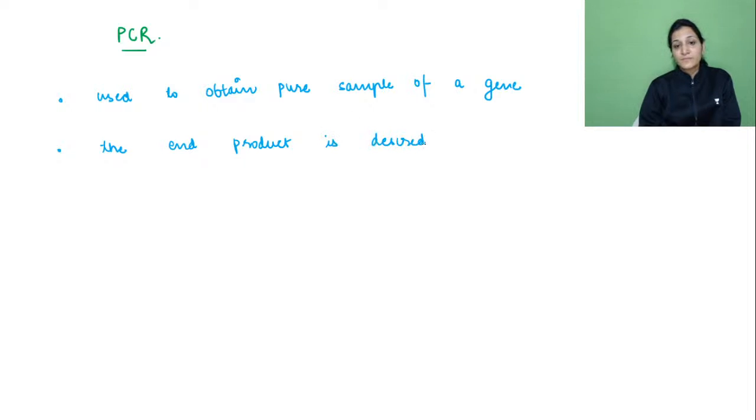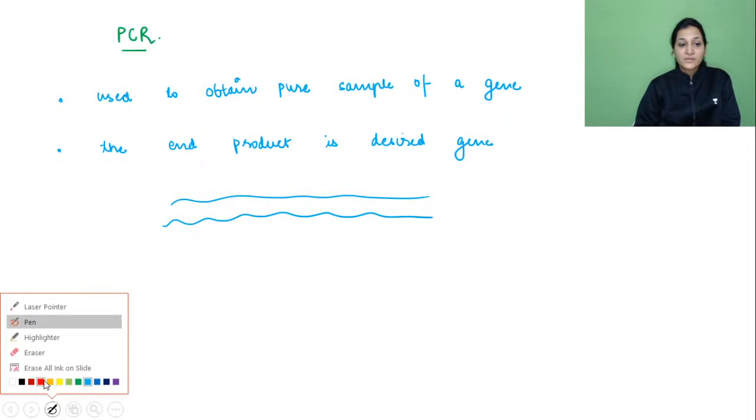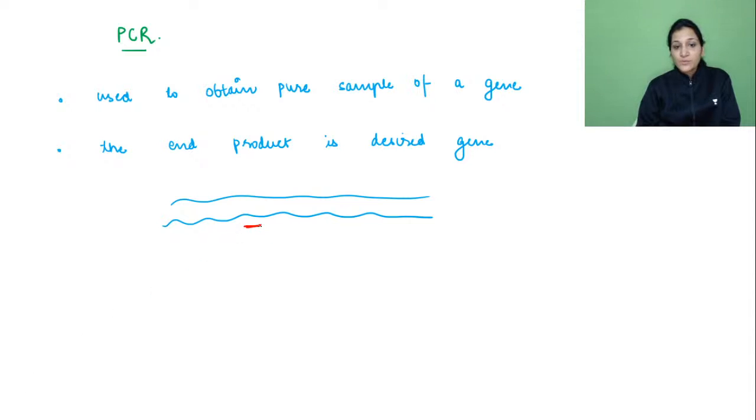desired gene only. Why? See, if this is the whole DNA and we are providing primers only for a particular sequence, only for this sequence we are providing the primers. So what it will do? It will do the extension of only this much in the first cycle. In the second cycle, it will be something like this.